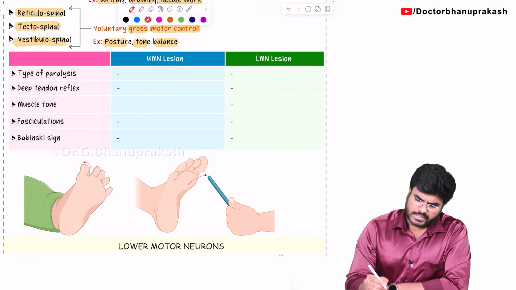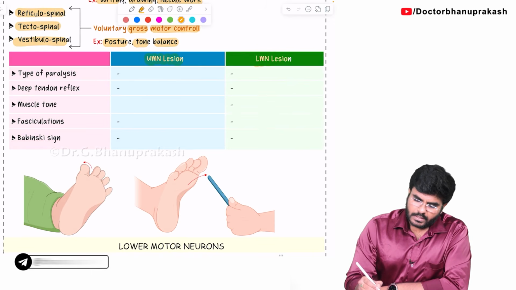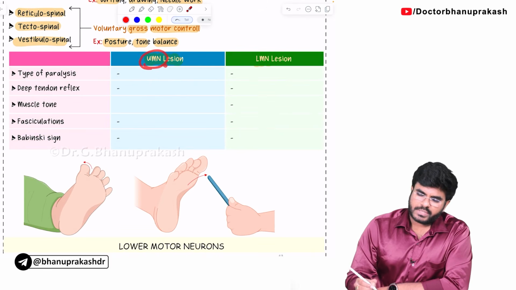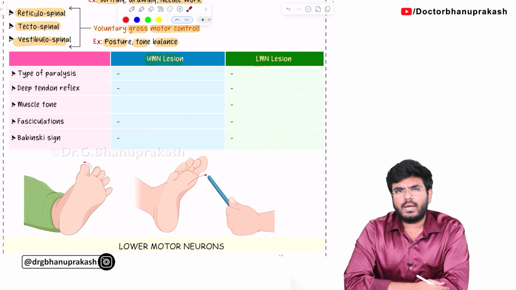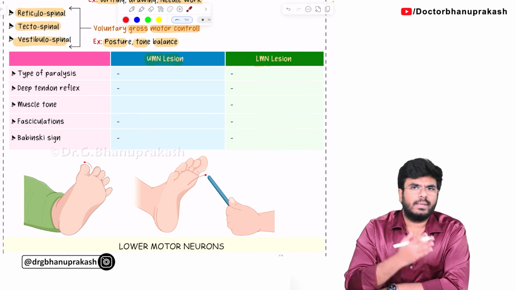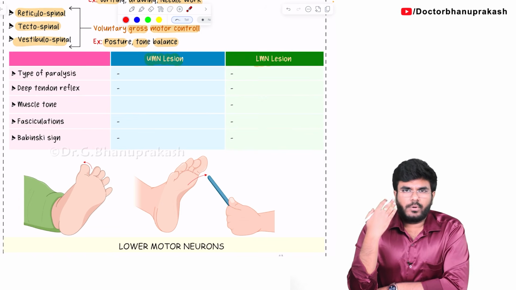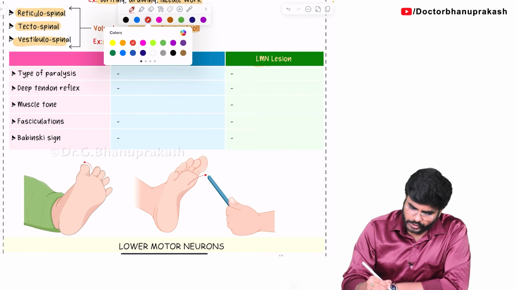Welcome back guys. Now let's discuss the differences between upper motor neuron lesion versus lower motor neuron lesion. Try to understand: upper motor neuron lesion means the upper motor neuron is damaged. What might be the reason for an upper motor neuron to be damaged? Maybe the person is having a stroke, any problem to the cortex. If the person is having a stroke, then the upper motor neurons are going to be lost.